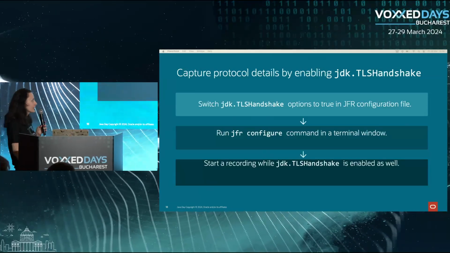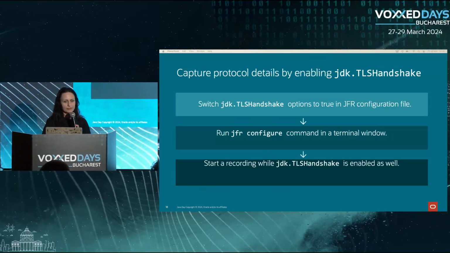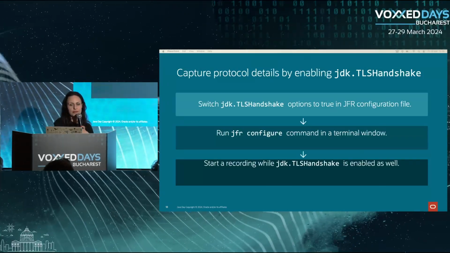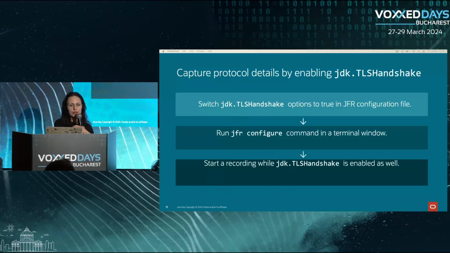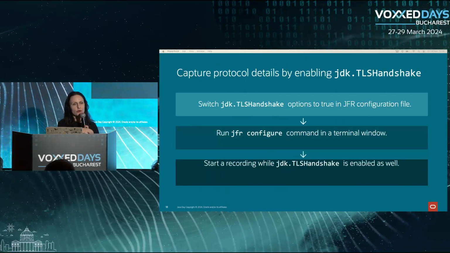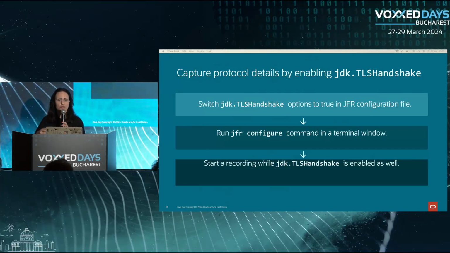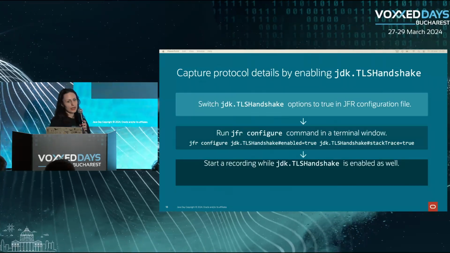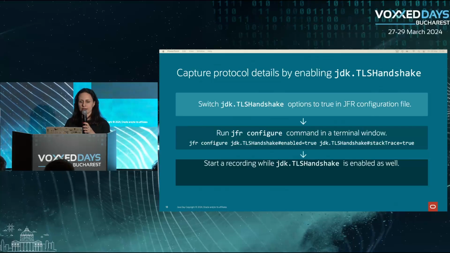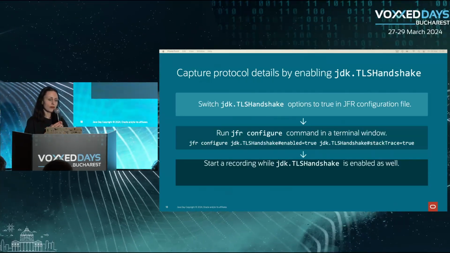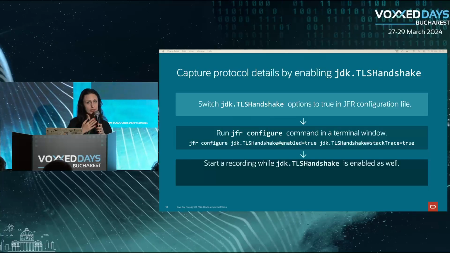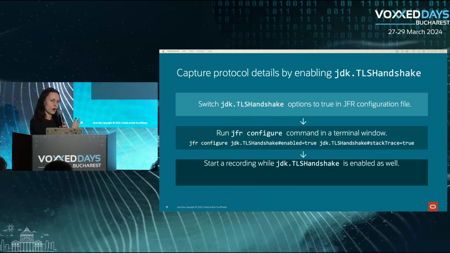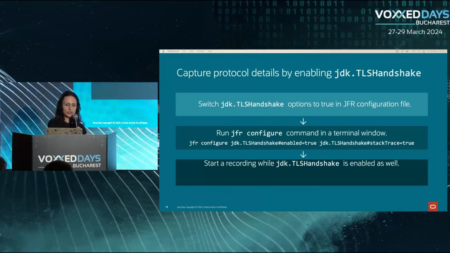So how about capturing the protocol using TLS handshake? Again, a few ways to do that. Assuming that we already have a JFR file configured with earlier configurations, you can switch all the options where you find jdk.TLSHandshake to true. Or you can run JFR configure once again and have that enabled. In this case, you see it's not just enabled to true, you also have the option to get the stack trace of that TLS handshake. So if you enable the stack trace, you also get which classes were called within the TLS handshake.